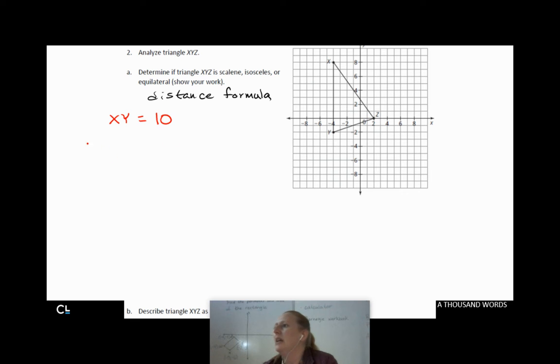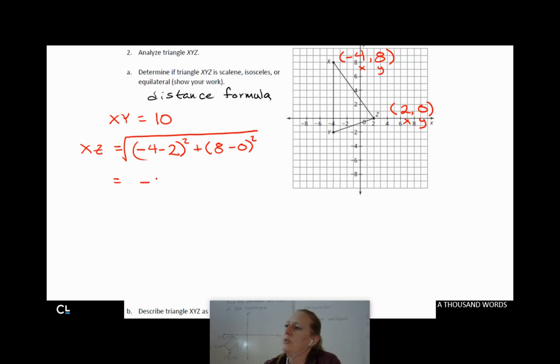Let's find XZ next. So we'll do XZ. I do need some coordinates. If I'm going to use distance formula, I need some coordinates. So it looks like X is at -4, 8. And it looks like Y is at 2, 0. And so I have x, I have y, I have x, I have y. Let's do some distance formula. I'll subtract my x's, -4 minus 2. I will subtract my y's, 8 minus 0. And we'll do the square root.